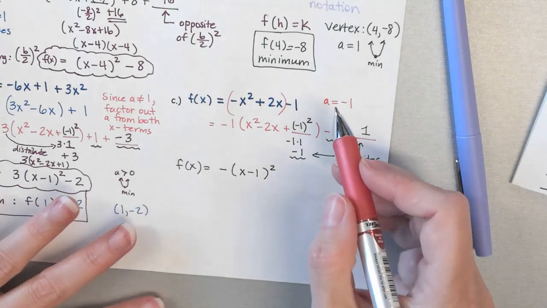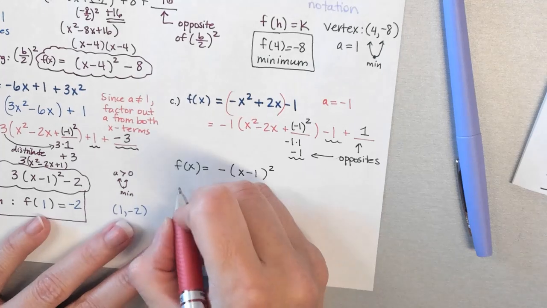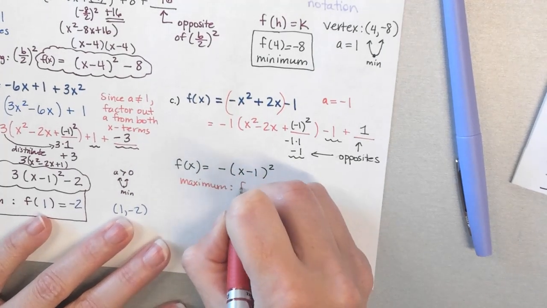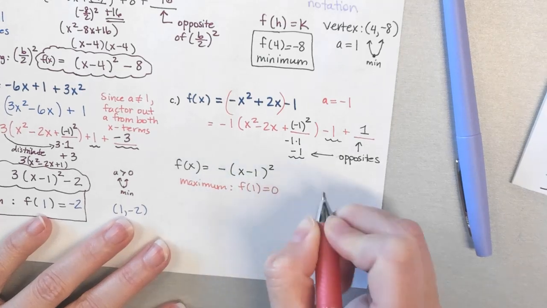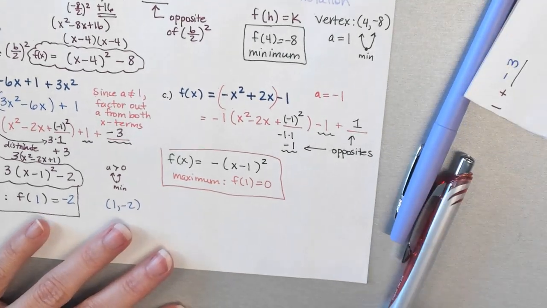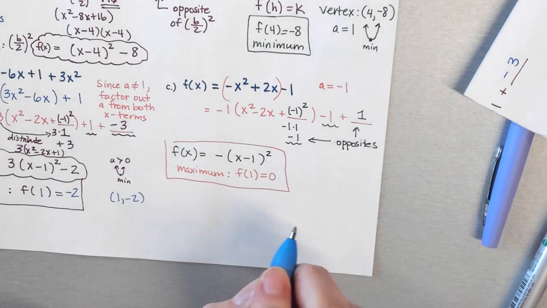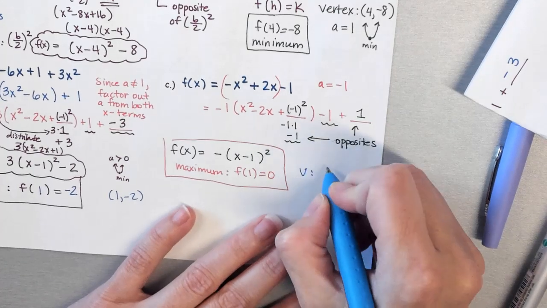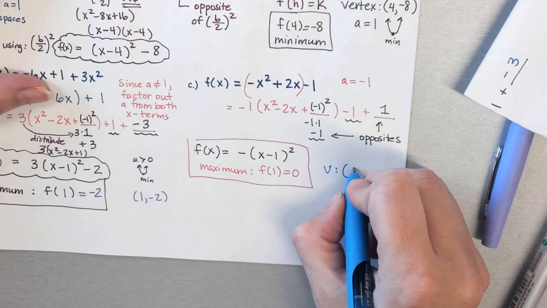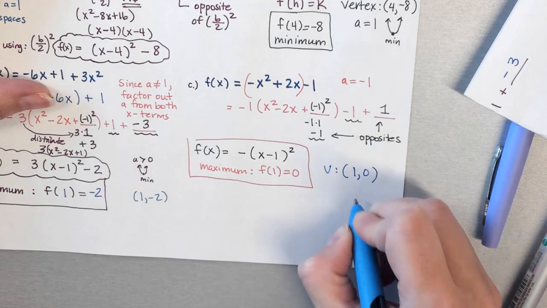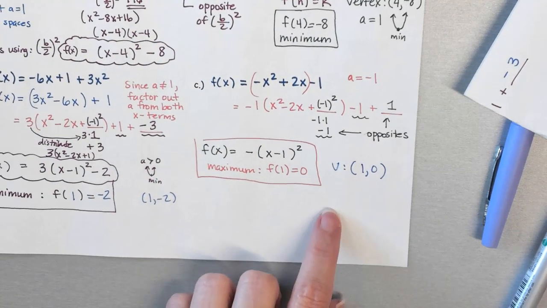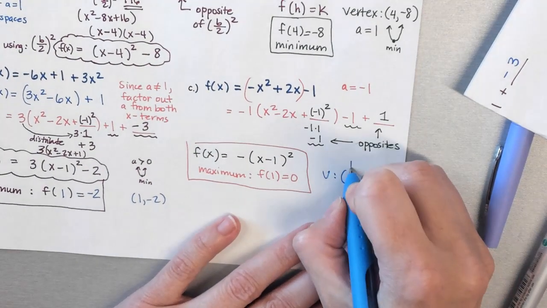And then because your a value is -1, you should have written that this is a maximum. And you should have f of 1 is equal to 0. So your vertex is your h and your k. And in your standard form, I'm having them write out their vertex first. And then it's always your f of h is equal to your k. H and k.